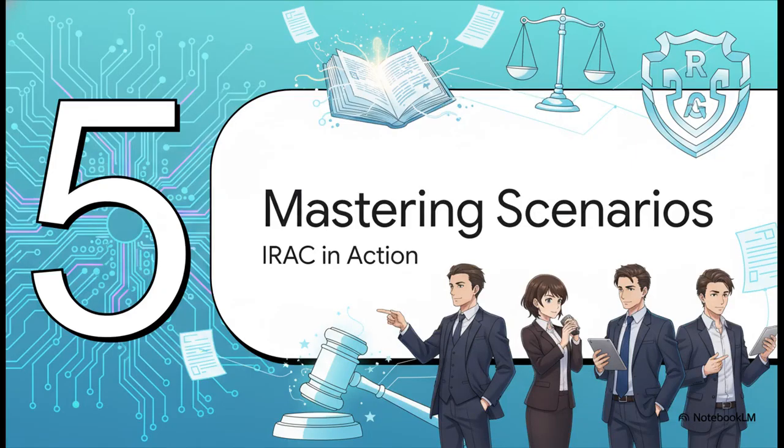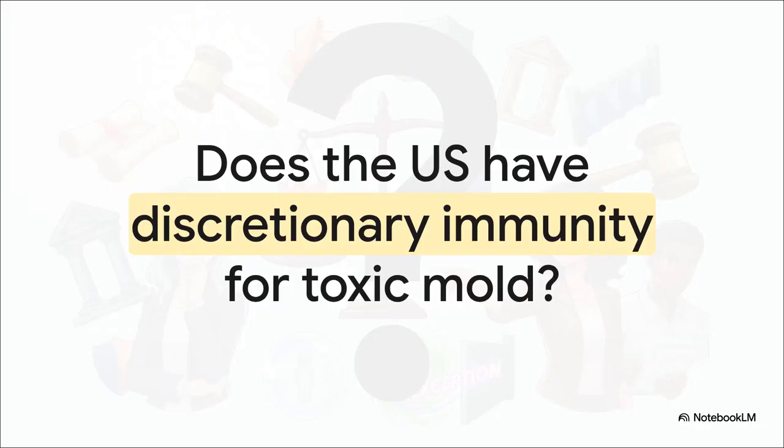Let's bring it all together in Section 5, Mastering Key Practice Scenarios. Here's a fantastic exam hypo drawn straight from the Whisnant versus US case. A worker at a naval-based commissary develops a severe respiratory illness because the meat department is literally infested with toxic mold, and the government ignored the slime and standing water for 3 whole years. When they get sued, the government argues, hey, allocating our cleaning budget is an economic policy choice. Therefore, we have discretionary immunity.